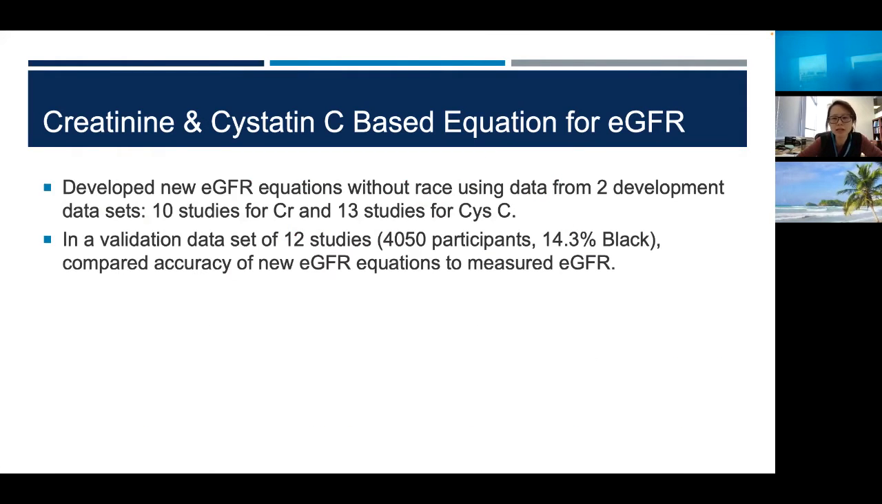So they use the same data set previously used to develop the CKD-EPI equation, which includes 10 studies that have serum creatinine and 13 studies that have cystatin C. And then for validation, they also have another 12 studies, which include more than 4,000 participants, and about 14% of them are Black. They compare the accuracy of the new eGFR equation that they developed to measured GFR in these patients.